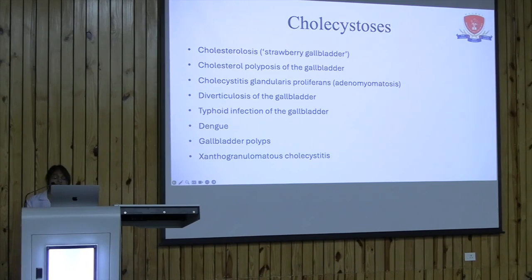Cholecystosis. This is a relatively uncommon group of conditions affecting the gallbladder in which there are chronic inflammatory changes with hyperplasia of all tissue elements. They are as follows: cholesterolosis or strawberry gallbladder, cholesterol polyposis of the gallbladder, cholecystitis glandularis proliferans or adenomyomatosis, diverticulosis of the gallbladder, typhoid infection of the gallbladder, dengue, gallbladder polyps, and xanthogranulomatous cholecystitis.